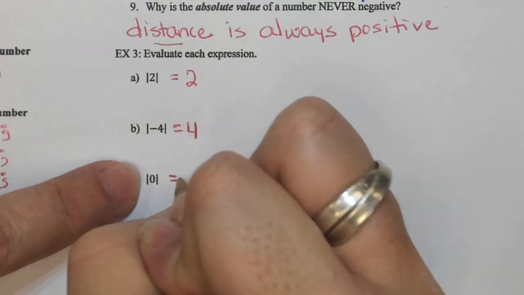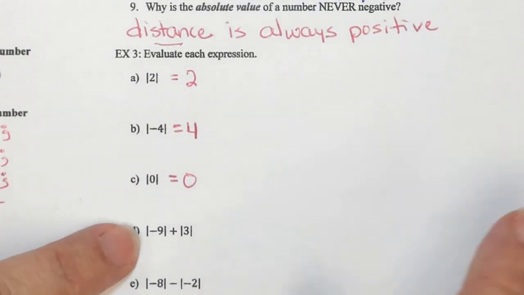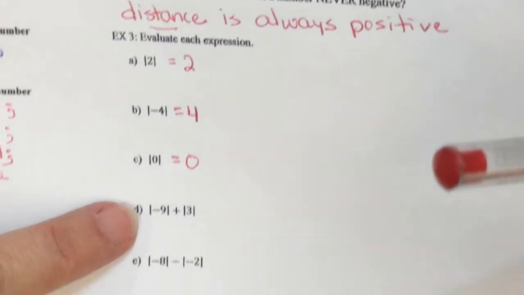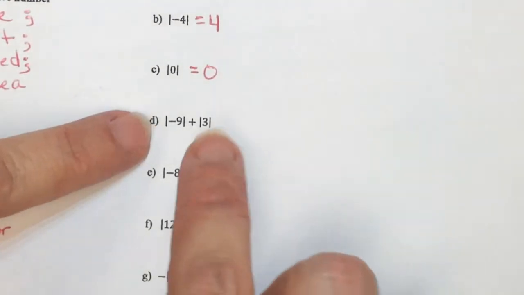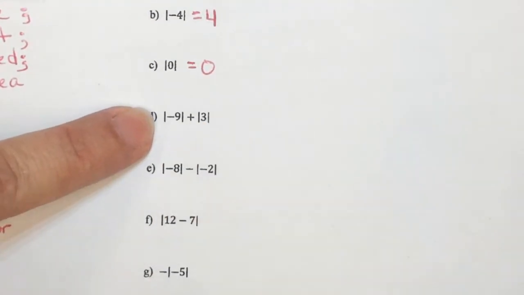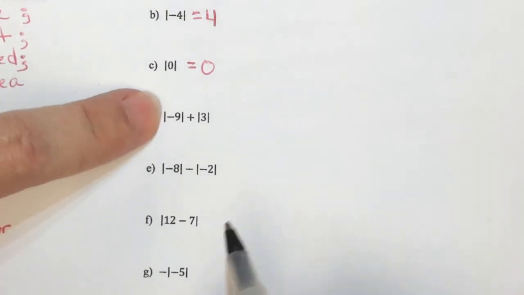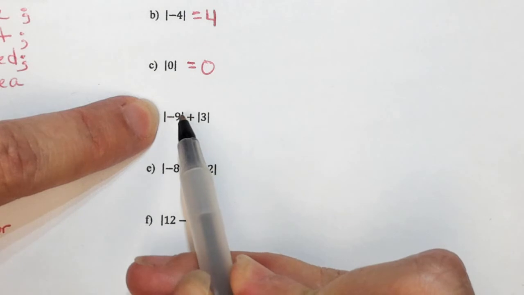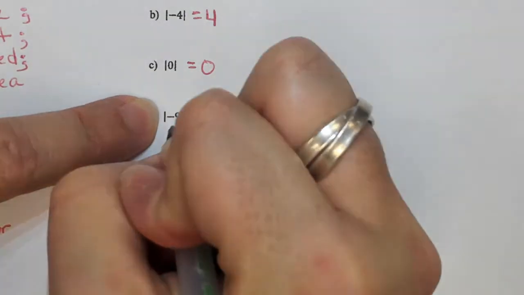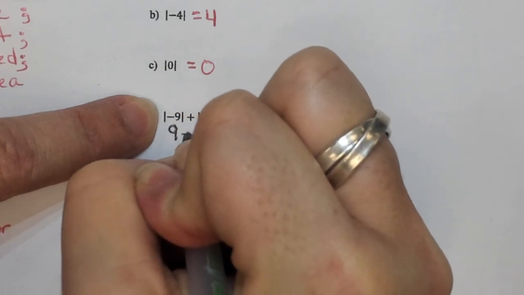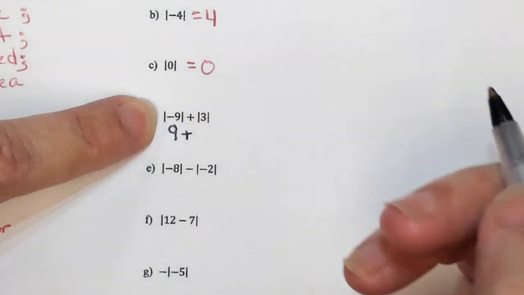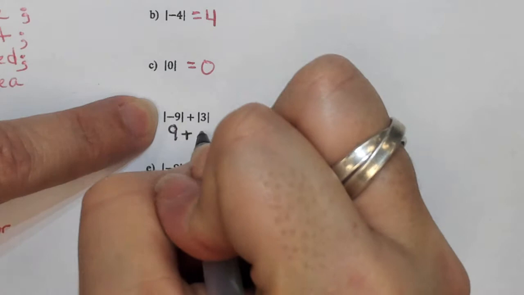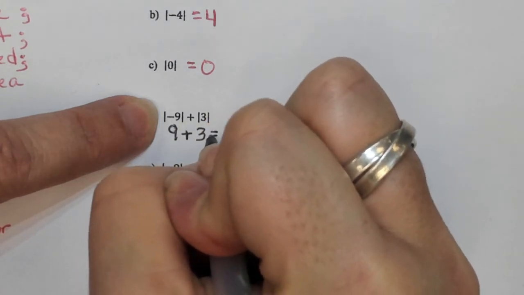0. Now, this is where some of you might go too fast. And I need you to slow down and what I call kind of rewrite it. So, you want to do what is inside these absolute value bars first. What is the absolute value of negative 9? 9. Okay. What is the absolute value of 3? 3. Then add it together. Yes.